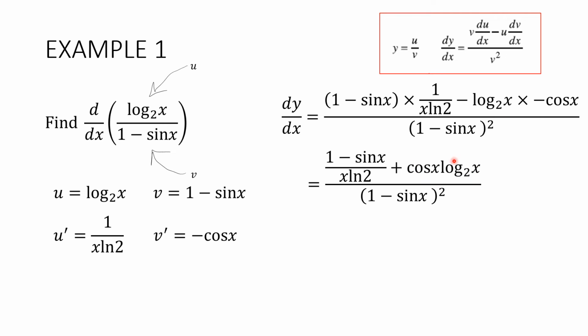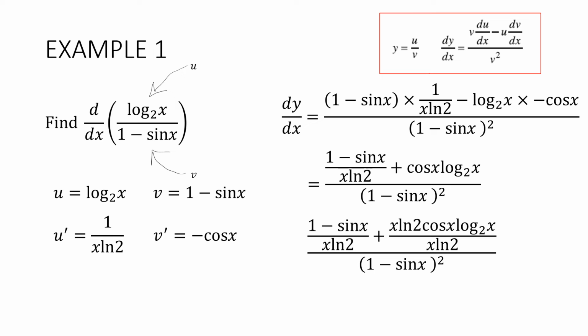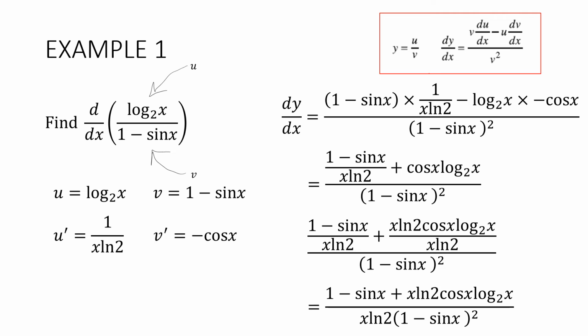Now this needs to have the same denominator as this one. So I'm going to multiply top and bottom, remember this is over 1, top and bottom by x ln 2, like this. Now this is just division of fractions, so I'm going to take this numerator, divide by 1 minus sine x all squared, which is the same as multiplying by 1 over 1 minus sine x all squared. So we end up with this, and that's actually the answer.